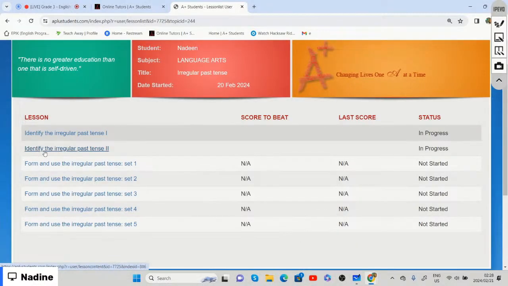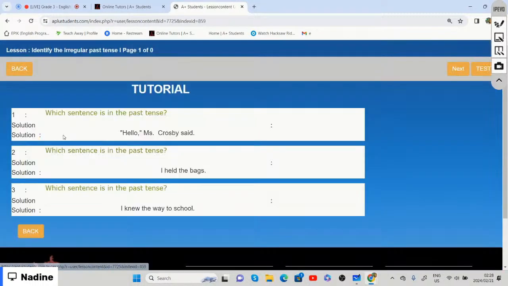And now we're going back to aplusstudents.ca, and we're going to our first lesson, which is to identify the irregular past tense form, right? And remember, we said with the irregular past tense forms, you are just going to have to remember the past tense. There's no rules that you need to follow, right? You're just going to have to remember the past tense form.